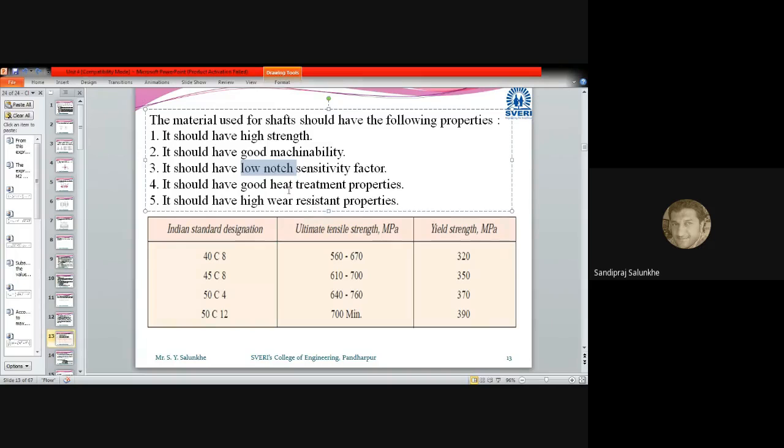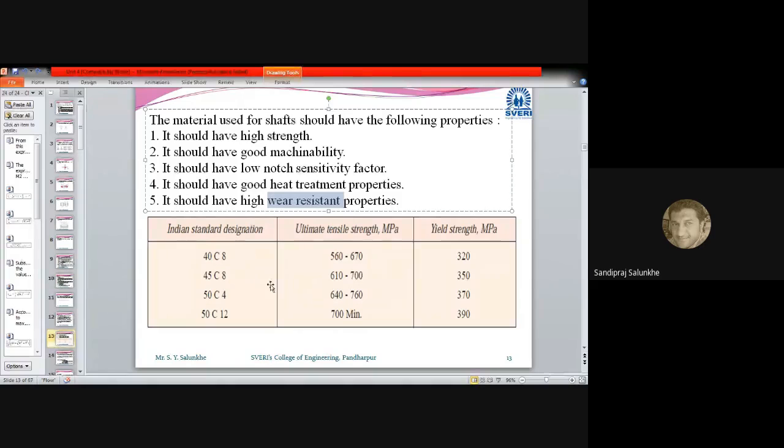Then it should respond well to heat treatment, because after manufacturing we have to go for heat treatment of that shaft. We have to harden the case of that shaft so that we can avoid the wear and tear of that shaft. Then it should be highly wear resistant, the material which you are going to select for the shaft.